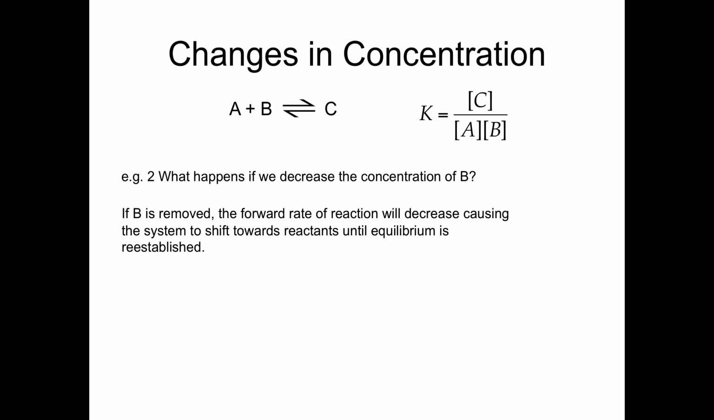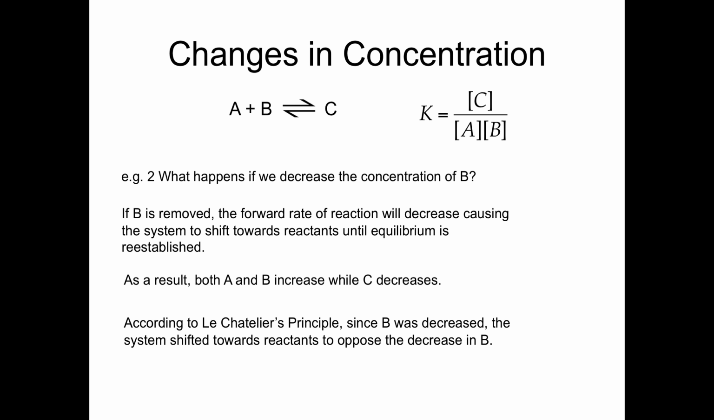If we look at what happens when this backward shift happens, well, shifting backwards causes C to decrease as it gets used up, and we'll be producing more of both A and B. Now, according to Le Chatelier, since we made a decrease in B, the system will shift in order to oppose that change. So by decreasing B, the system shifts towards the reactants in order to oppose that change, which is by increasing B.